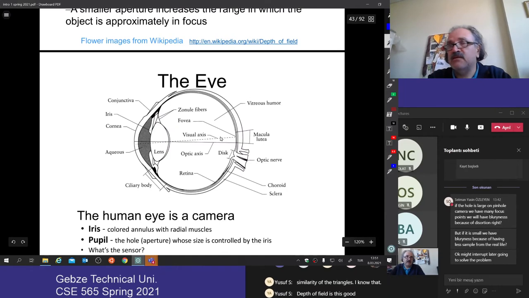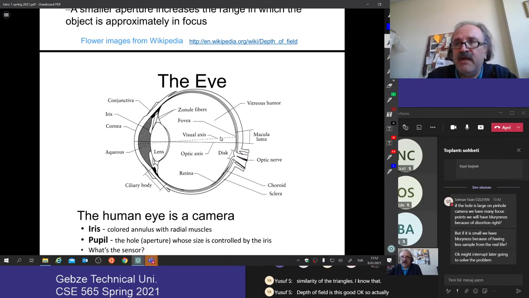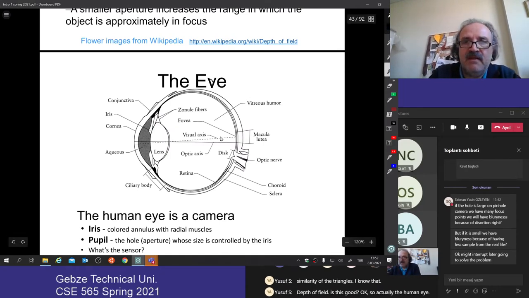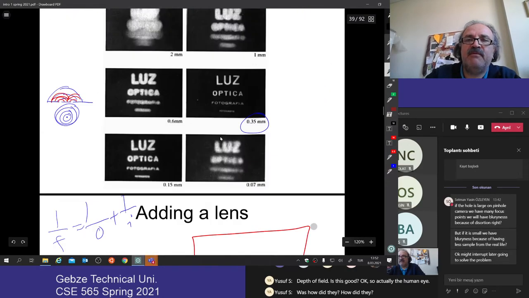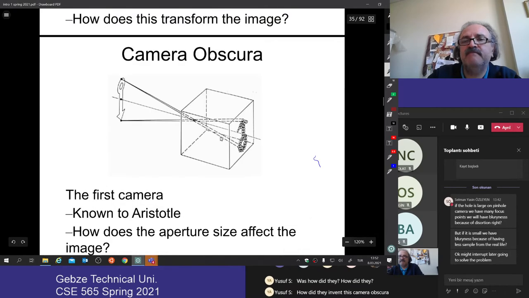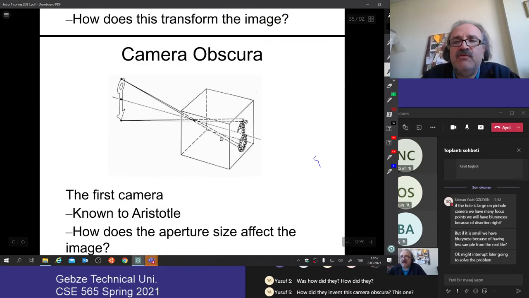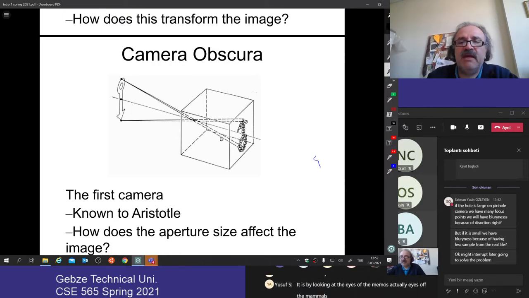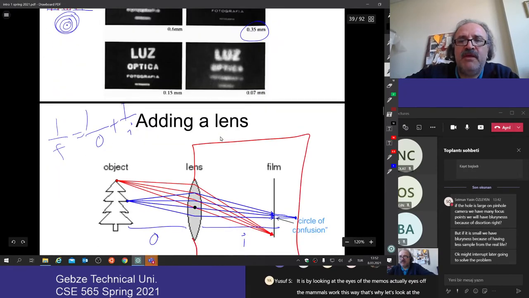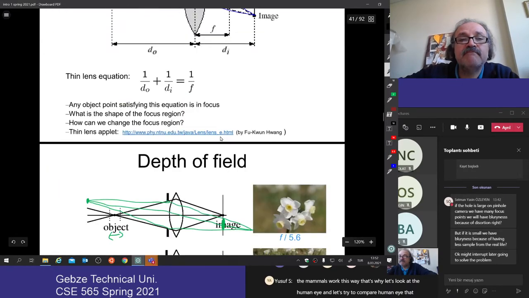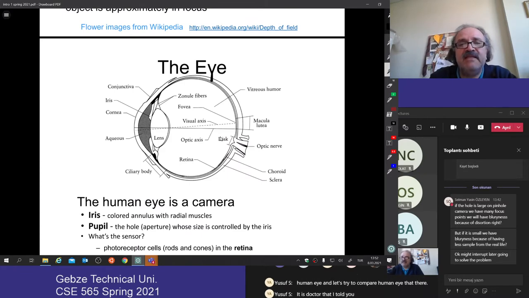Good. So actually, how did they invent this camera obscura? It is by looking at the eyes of the mammals, actually. Eyes of the mammals work this way. That's why let's look at the human eye and try to compare it with the structure that I told you. Human eye is like this.